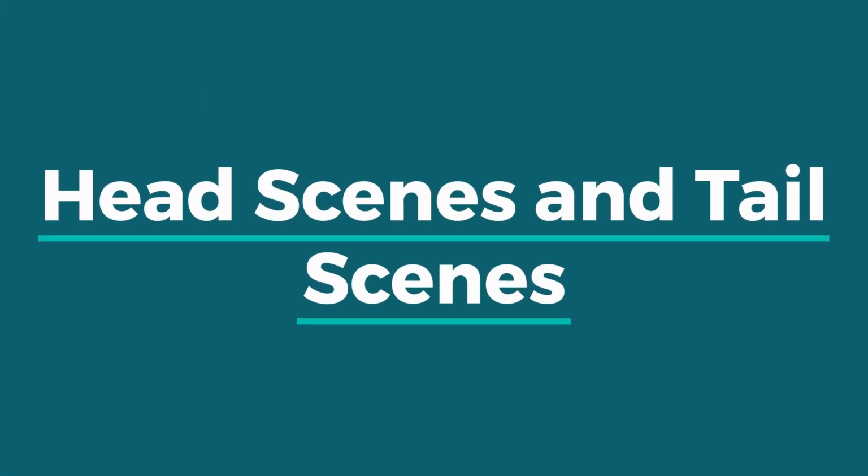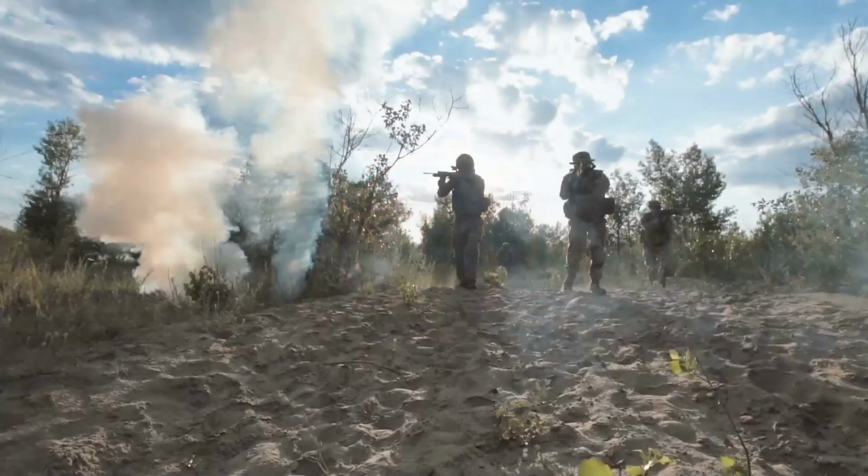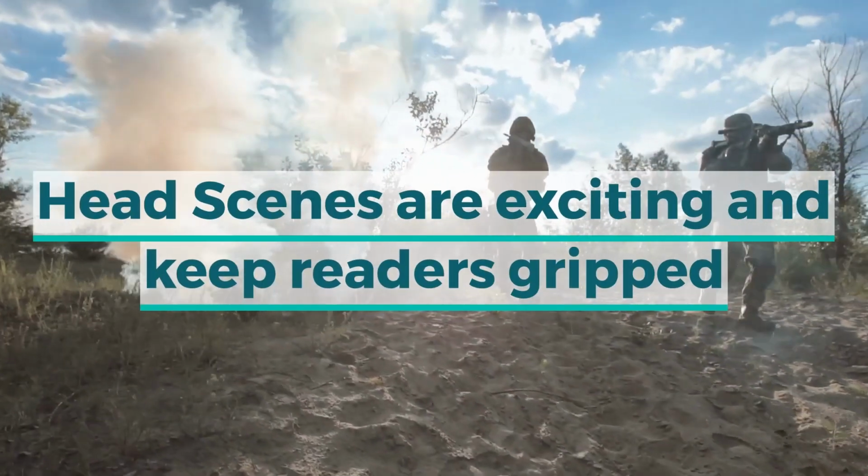Head scenes and tail scenes. Roughly speaking, head scenes are where your character is being active, taking the initiative, probably getting themselves into trouble. These scenes are obviously important because they're exciting and keep readers interested.